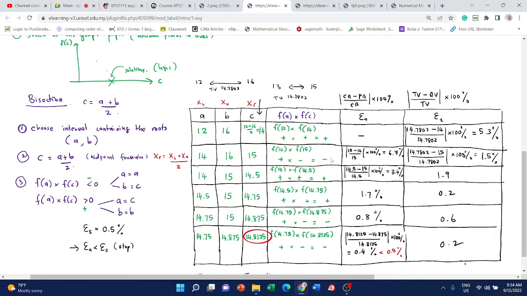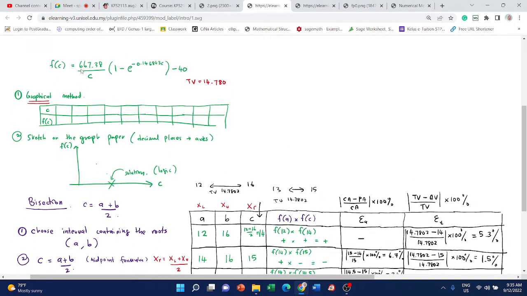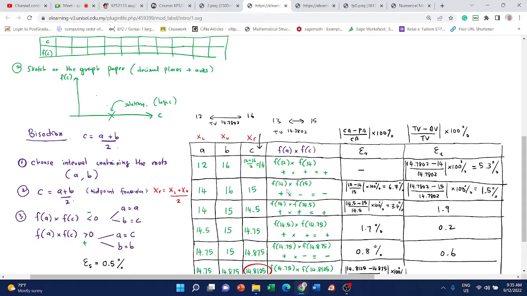Next, for the second row, same thing. We calculate the midpoint C and then check the product. How do we get F14 and F15? We just want to know the sign: is it a positive number or a negative number? F14 means that here your C is 14. So you just compute 667.38 divided by 14 and times the bracket 1 minus 40, and you will get a positive number. We just want to know the signs, with no need to get the exact value of the number.